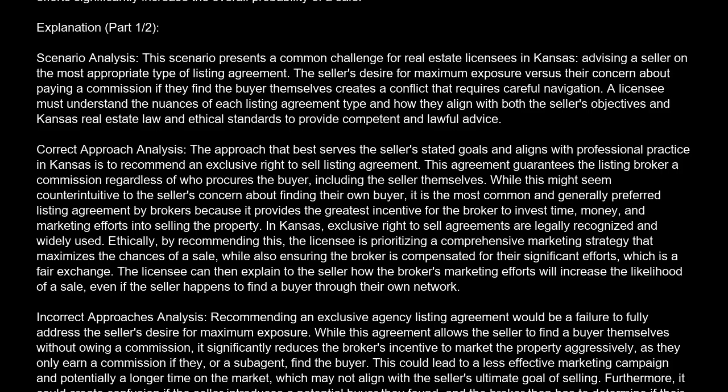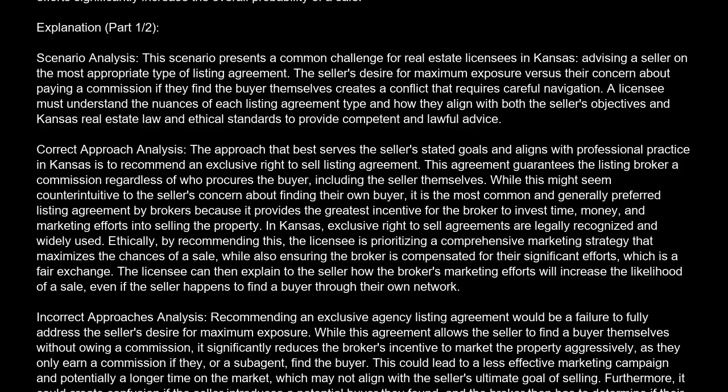Correct approach analysis. The approach that best serves the seller's stated goals and aligns with professional practice in Kansas is to recommend an exclusive right to sell listing agreement. This agreement guarantees the listing broker a commission regardless of who procures the buyer, including the seller themselves. While this might seem counterintuitive to the seller's concern about finding their own buyer, it is the most common and generally preferred listing agreement by brokers because it provides the greatest incentive for the broker to invest time, money, and marketing efforts into selling the property.